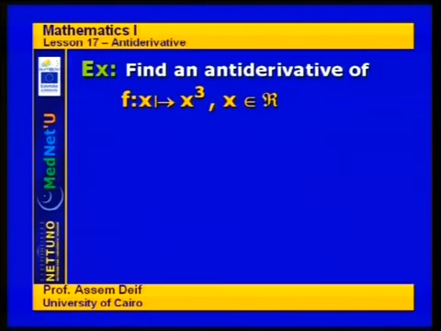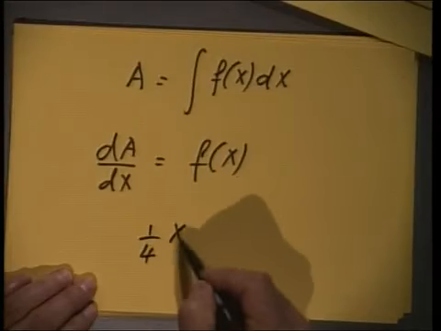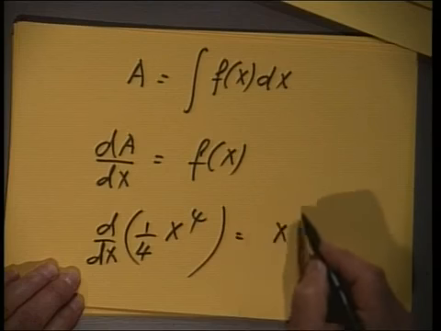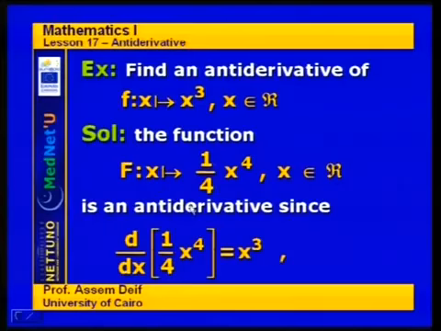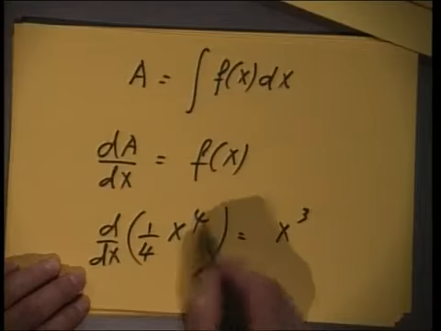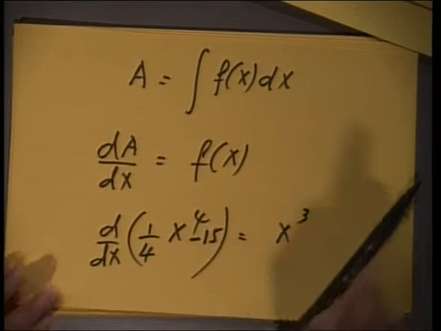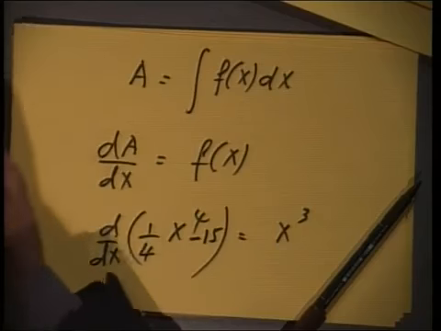So actually this is simple. Suppose, for example, we wish to calculate the antiderivative of f of x equal to x cubed. What is the function which, when we differentiate it, we get x cubed? It's simply a quarter of x to the power 4, because when you differentiate a quarter of x to the power 4, you get x cubed. Of course, this is very simple. But you might as well consider something like a quarter of x to the power 4 minus 15, and you also end up with x cubed. So a quarter of x to the power 4 minus 15 is an antiderivative as well.